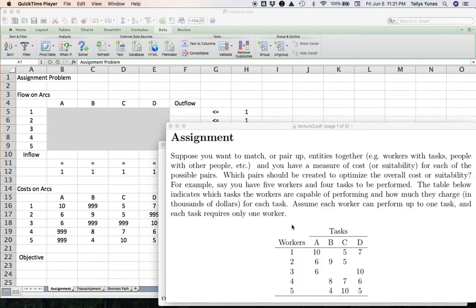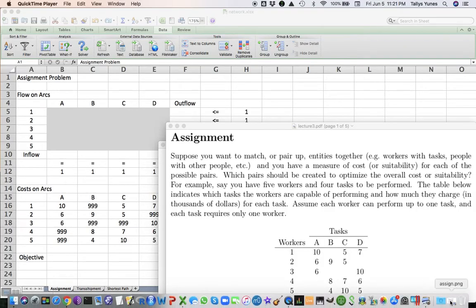What are they? Well, you can think of it as service, right? The worker has service to give, and the task wants service. So if I were to draw a picture similar to the one we drew with the transportation problem, I could do it this way. Let me open it here.